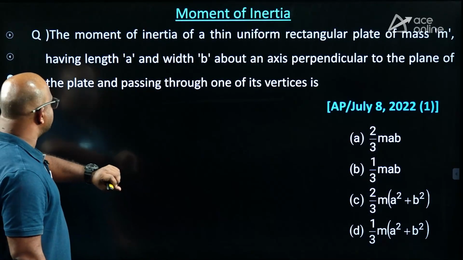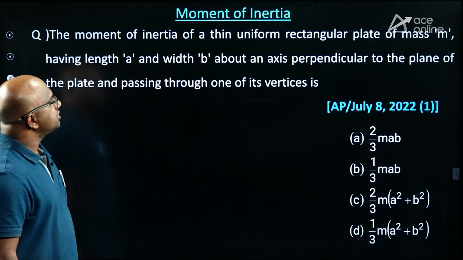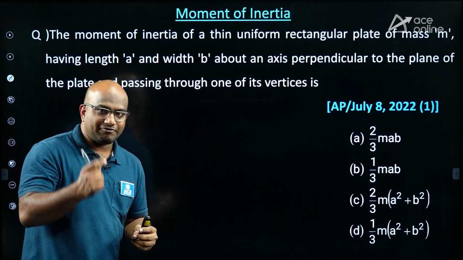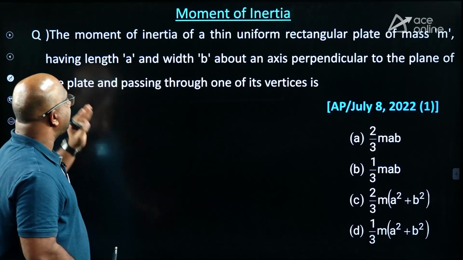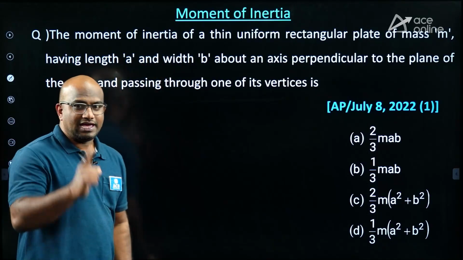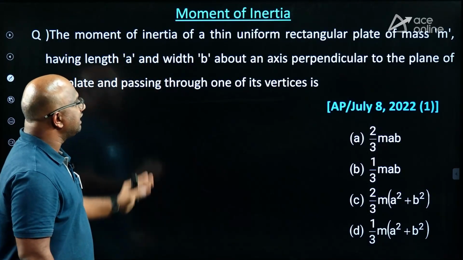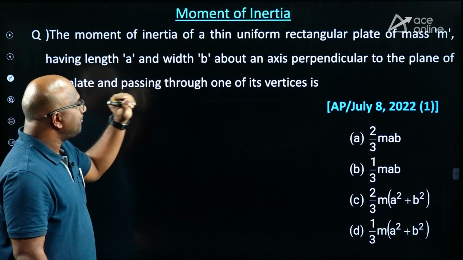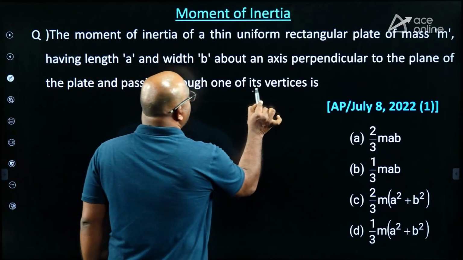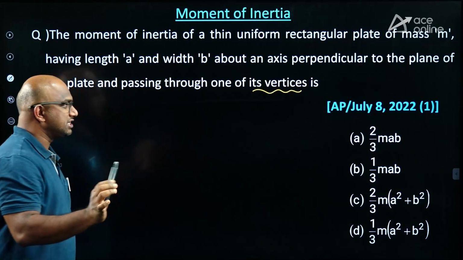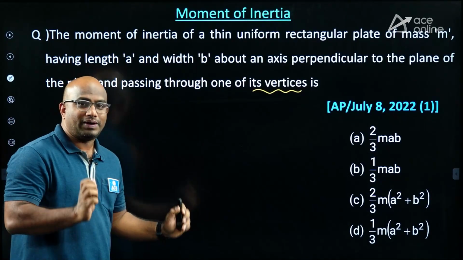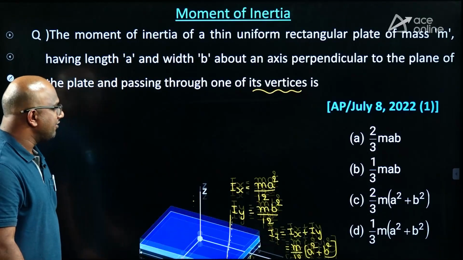Now let us check another question, guys. The moment of inertia of a thin uniform rectangular plate of mass m having a length a and width b about an axis perpendicular to the plane of the plate and passing through one of its vertices is how much? Really tricky question, guys. Ikkada diagram emi ivvaledu, but for your convenience I am giving the diagram, guys.